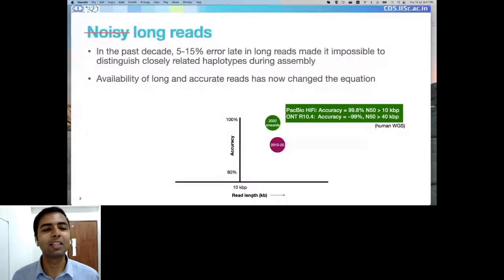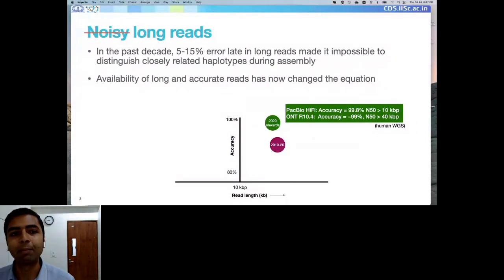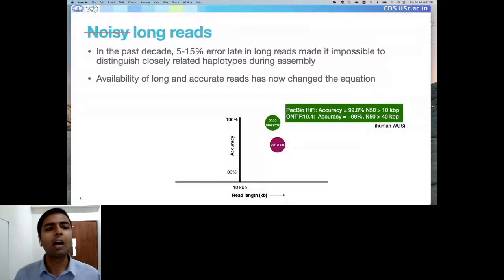All right, so in the past decade, we know that the long read error rate had been between 5 to 15%, which had made it impossible to distinguish closely related haplotypes during genome or metagenome assembly. But now the availability of long and accurate reads has changed the equation.